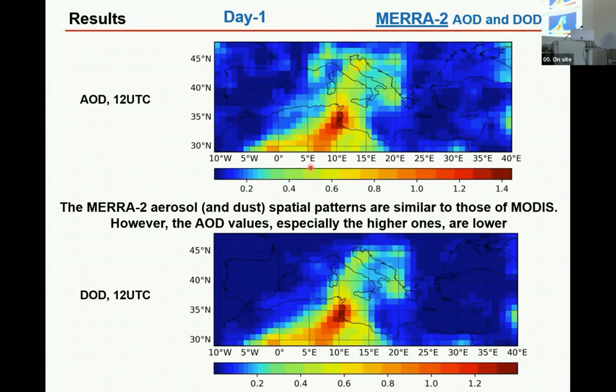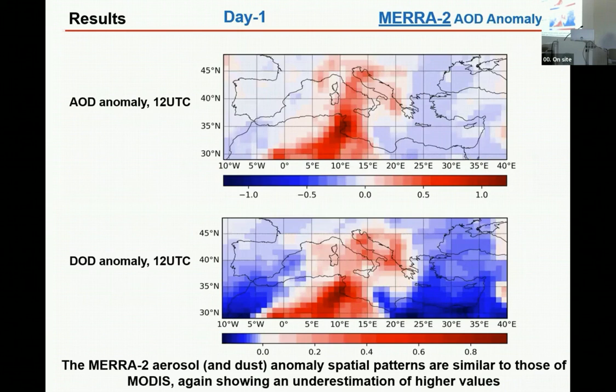While we also have used different color bar because the values of AOD are now lower, varying from 0.1 up to 1.4. This is attributed to the underestimation of Meratory analysis when AOD become high. Here we present the AOD and DOD anomalies.